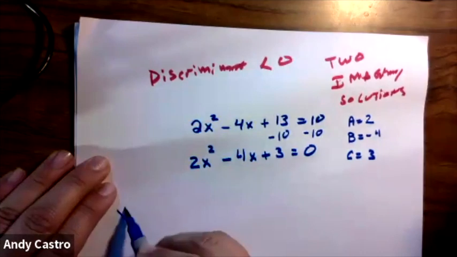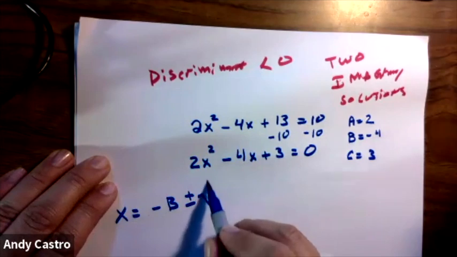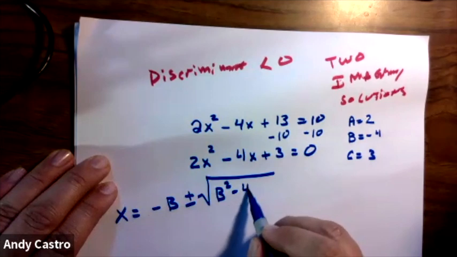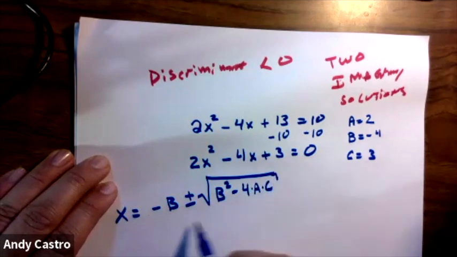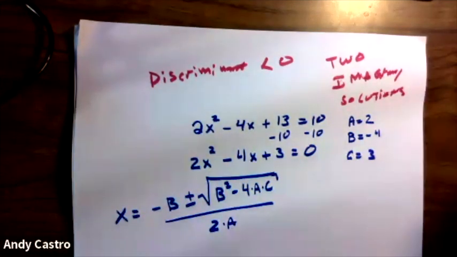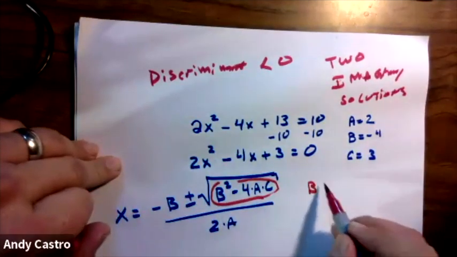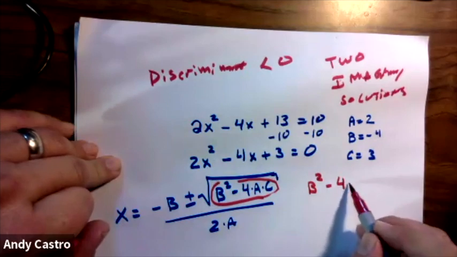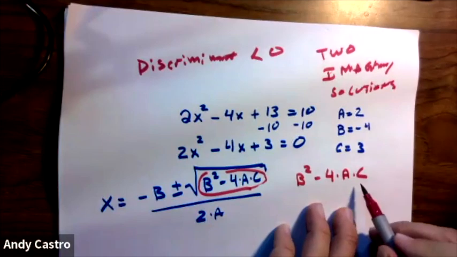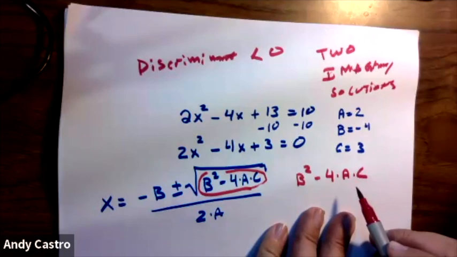So remember, my quadratic equation is the opposite of B plus or minus the square root of B squared minus 4 times A times C all over 2 times A. Now I'm going to specifically look at this in here called the discriminant. And the discriminant is the B squared minus 4 times A times C. Okay. Is this greater than 0? Is it 0 or is it less than 0? That's all I'm trying to find out right now.